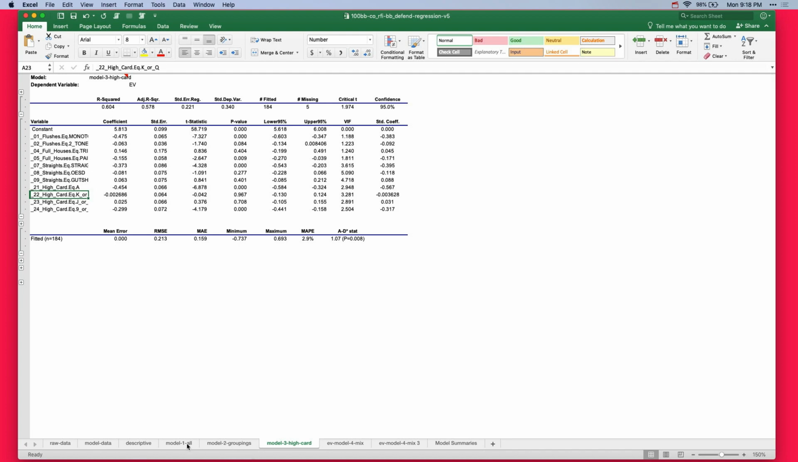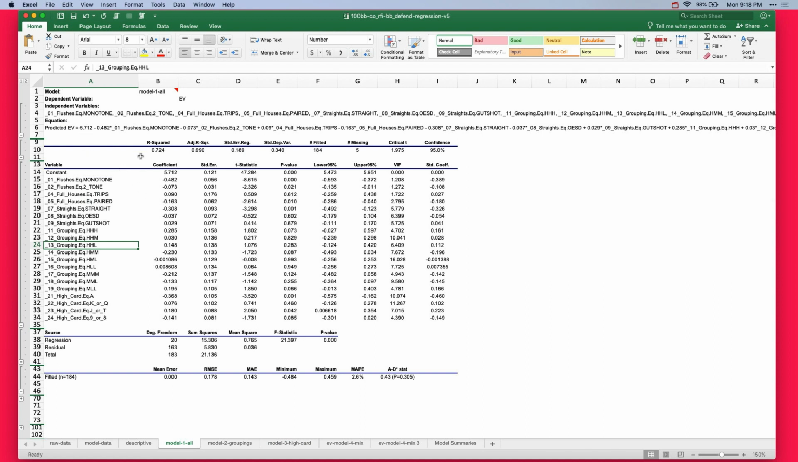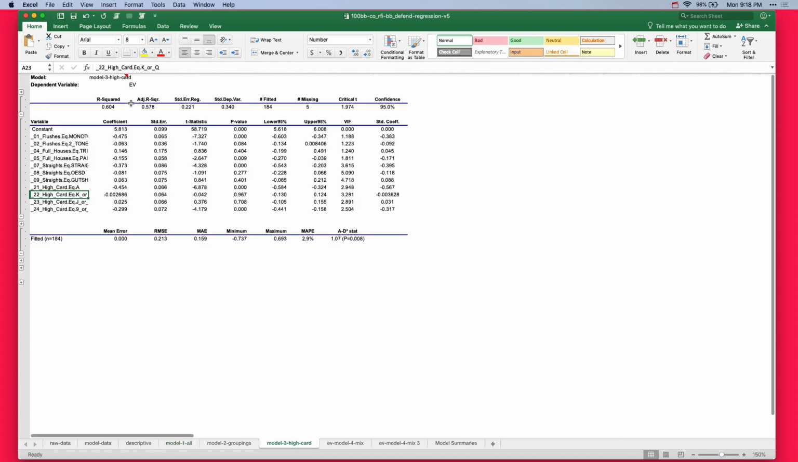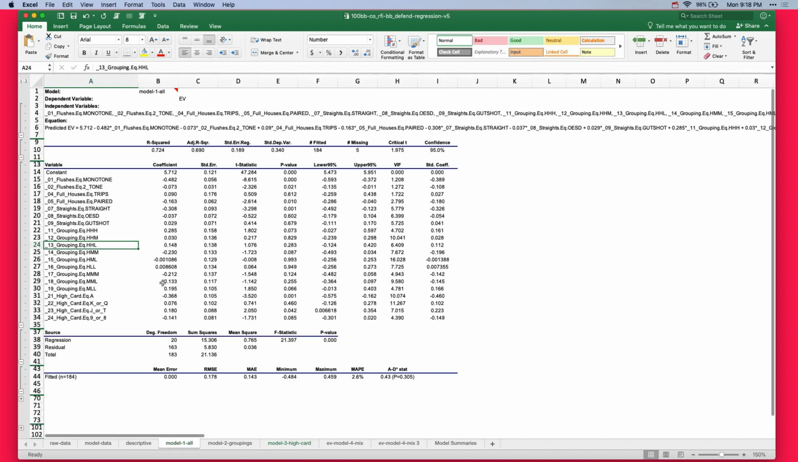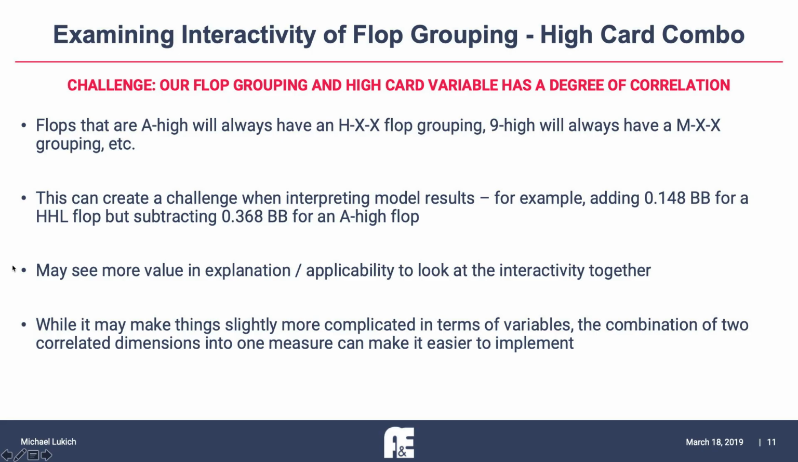So this is great here, but actually I do want to go back to my base model here because our R squared is better, and it is showing that even though we have an R squared of 0.604 by using the high card model, we're getting somewhat significantly better by actually bringing in the high card and the grouping here. But a quick caveat on this next note is that our flop grouping and our high card value variable do have a degree of correlation. So flops that are ace high are always going to have a high XX flop grouping. 9 high are always going to have a medium XX grouping, etc. And that can create a challenge when actually interpreting model results.